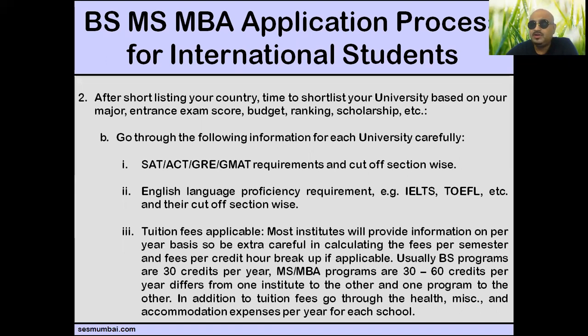Also, be extra careful in calculating the fees per semester and fees per credit hour. Sometimes universities give you the tuition breakup on the credit hours that you've taken in that university. So usually BS programs are 30 credits per year. MS and MBA programs are 30 to 60 credits per year. It differs from one institution to the other and one program to the other.